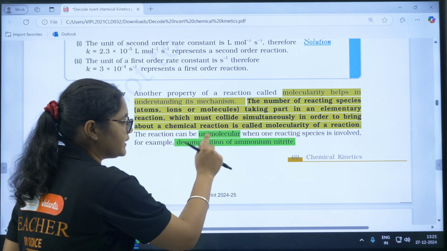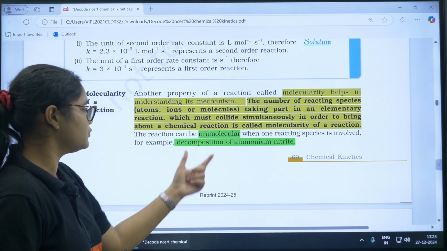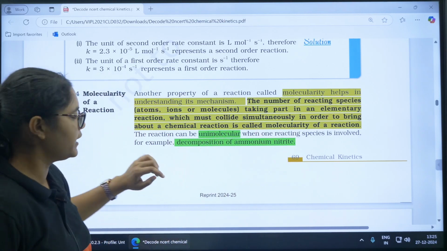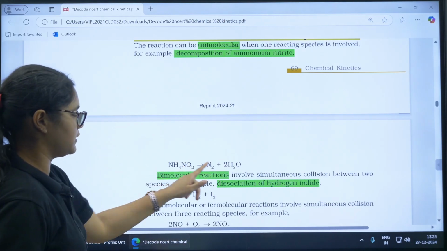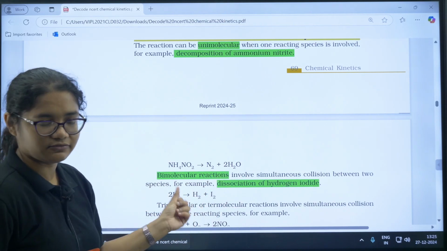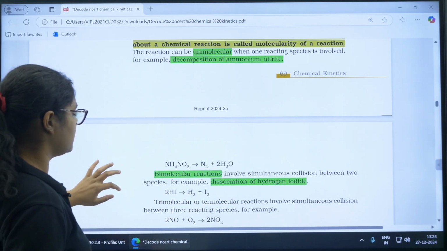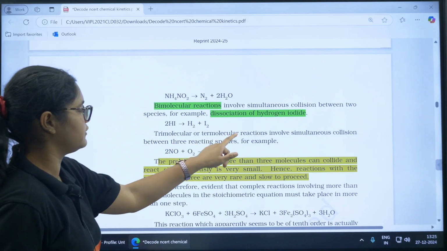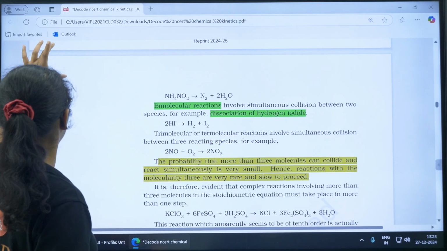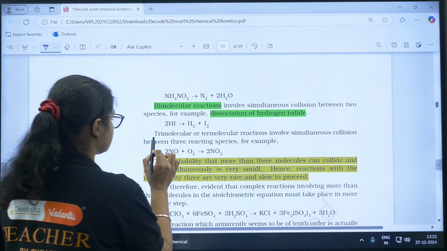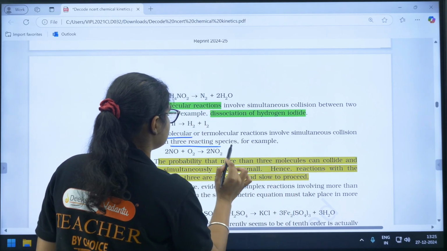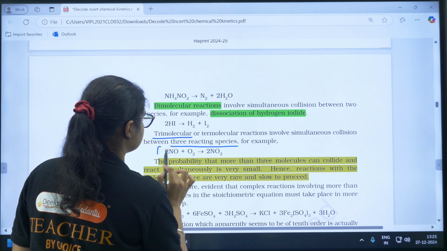Whichever I have highlighted in green, that is for example. Unimolecular reaction: what do you mean by unimolecular reaction, and the example of that, and you also have the reaction for that one. Bimolecular reaction, example, in terms of words and in terms of reactions. Next, here we also have trimolecular or tetramolecular reactions. This is important, so please highlight this one. I have skipped it. Trimolecular reactions involve simultaneous collision between 3 reacting species, and this is the example here.